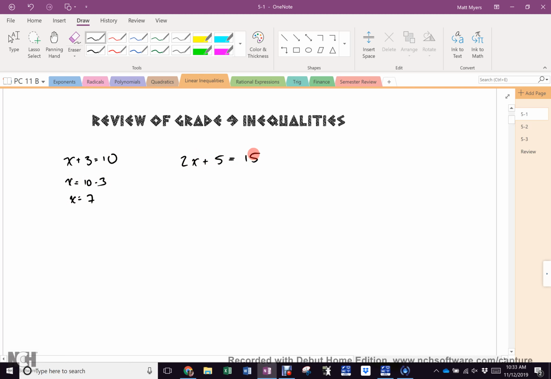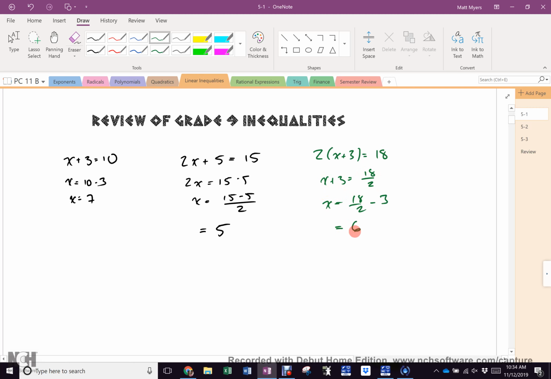What if I gave you this? Now what would you do? 2x equals 15 minus 5. x equals 15 minus 5 divided by 2. And x would equal 5. Excellent. What if I gave you this? Expand or die! Of course, you don't need to expand because it's 2 and 18, but x plus 3 equals 18 divided by 2. x equals 18 divided by 2 minus 3. x equals 6. Right? You can all do that in your sleep, yeah?